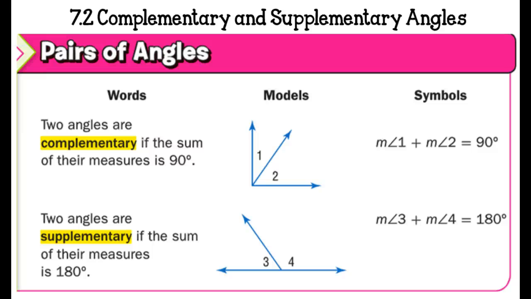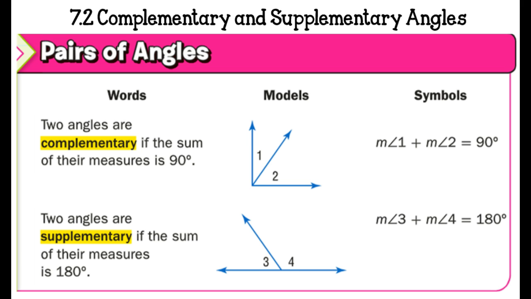Lesson 7.2, Complementary and Supplementary Angles. Two angles are complementary if the sum of their measures is 90 degrees. So if we look at our model, we have the measure of angle 1 and the measure of angle 2. So those two angles together create a 90-degree angle.